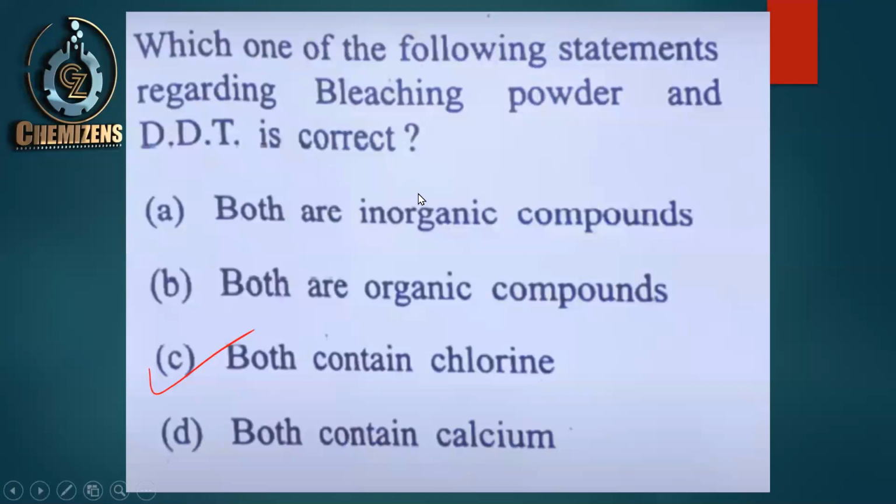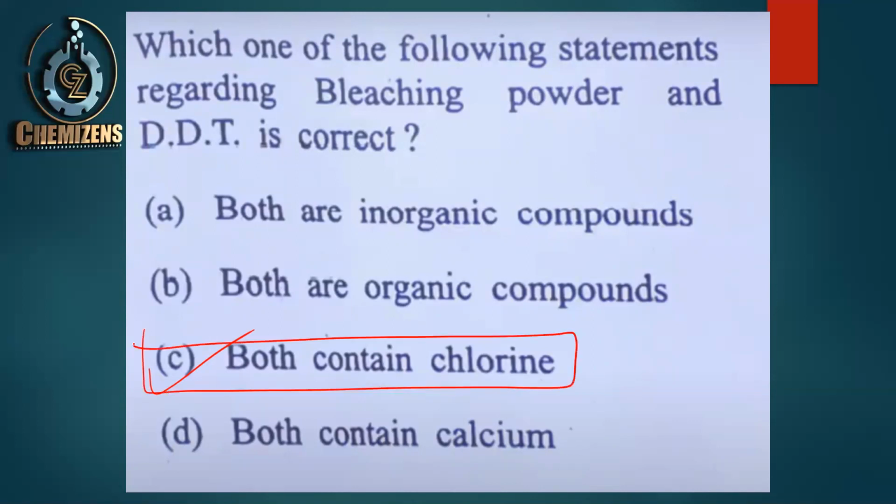Next question was asking the common element between bleaching powder and DDT. Both of them contain chlorine, because bleaching powder is nothing but calcium oxychloride. It's a strong oxidizing agent, used to clean clothes in laundry. And DDT is dichlorodiphenyltrichloroethane. Here also you see the word chloro, and there also you hear the word chloro. So chlorine is common to both of them. Obviously DDT is used as a pesticide.